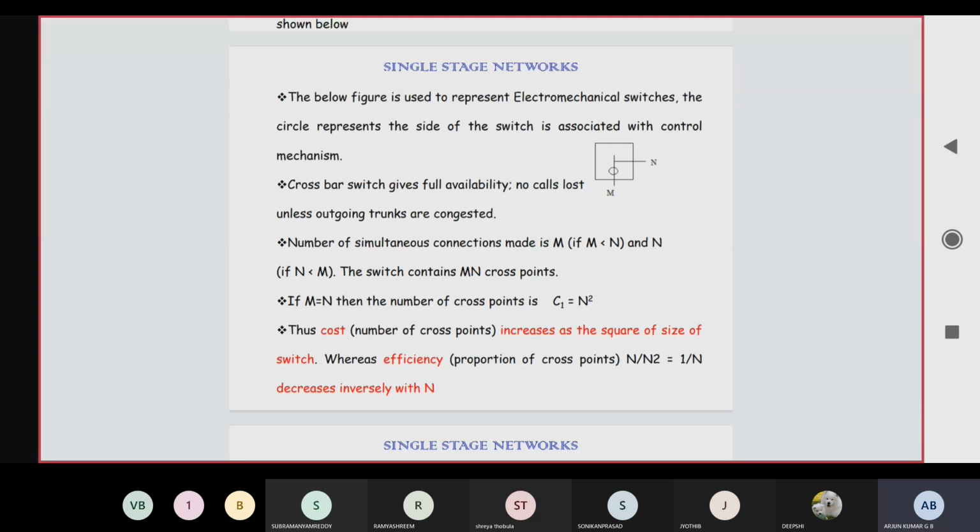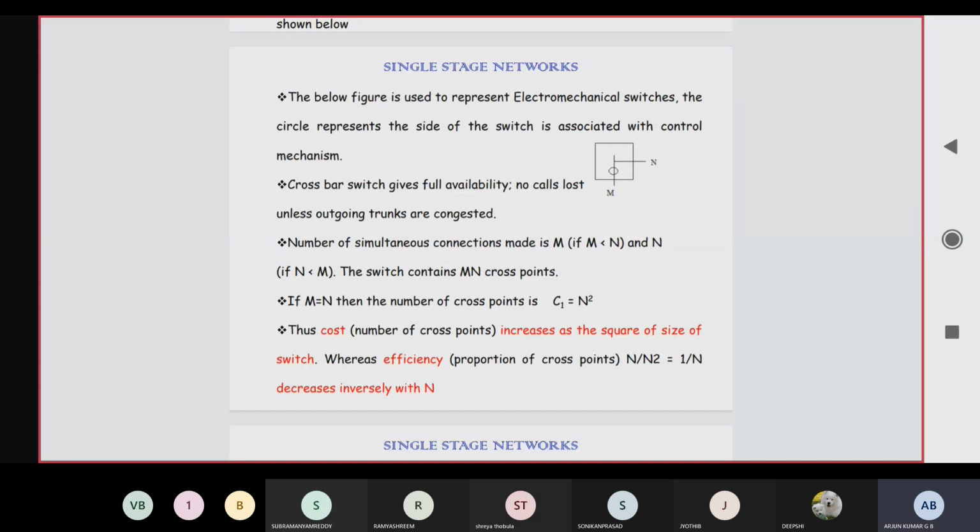Suppose n is equal to 5 and m is equal to 5, number of inputs equal to number of outputs. How many cross points will we get? It is the power of 2. It means 100 cross points will be available for 10 inputs and 10 outputs. That's why the crossbar switching system has full availability and no call loss. There are no lost calls. It is free of congestion, and the number of simultaneous connections can be made.